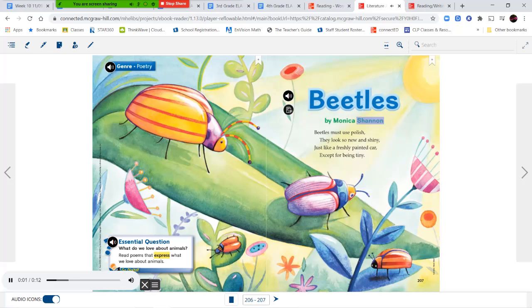Beetles by Monica Shannon. Beetles must use polish. They look so new and shiny, just like a freshly painted car, except for being tiny.